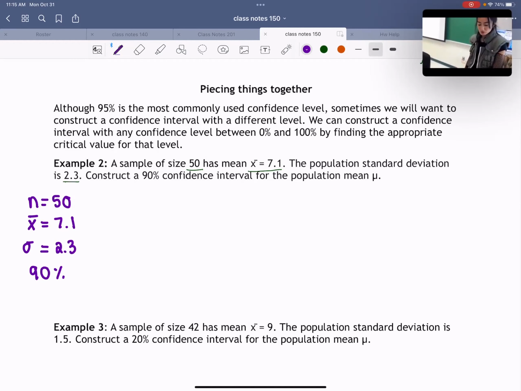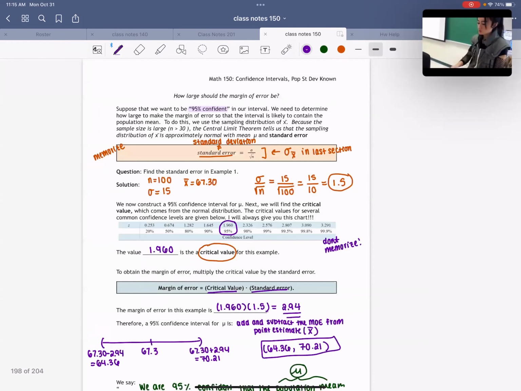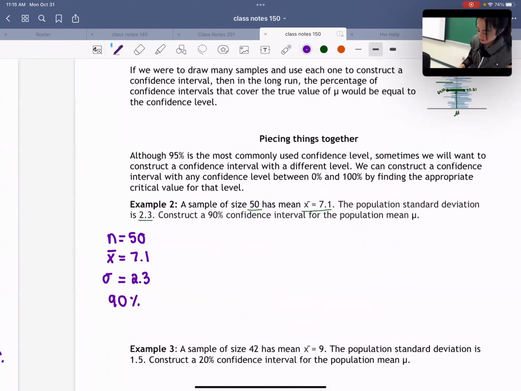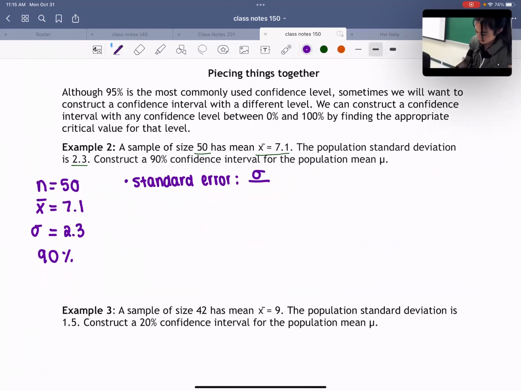So let's just go through this. Looks like we have to figure out what the margin of error is first, which means, looking at our page, it looks like we have to find the standard error first. So our first thing that we want to do is to find the standard error. What's the equation for standard error? Sigma over the square root of the sample size. Perfect. Remember, same thing as what we did in the last section to find the standard deviation of the means, right? So same formula, same process here.